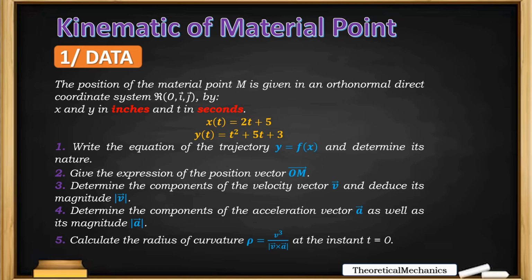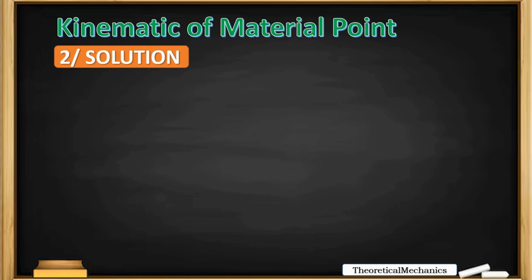Then comes the third question to determine the velocity and its magnitude. The same work is required in the fourth question to determine the acceleration and its magnitude. Finally, the last question involves an interesting parameter, the radius of curvature of the trajectory at the initial time t equals 0. Let's begin the correction now.